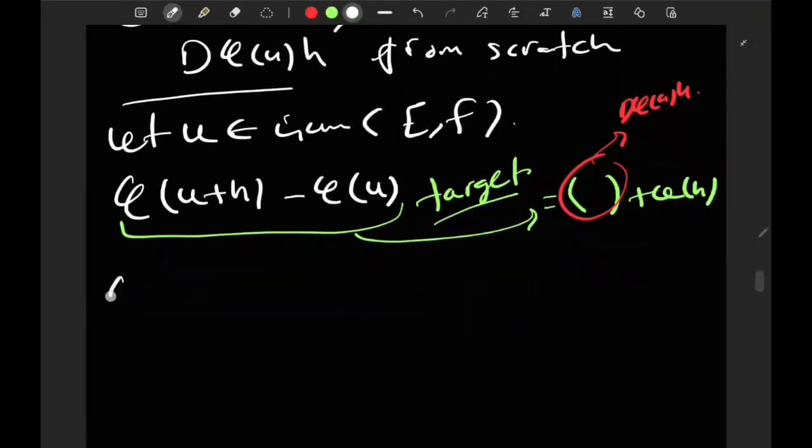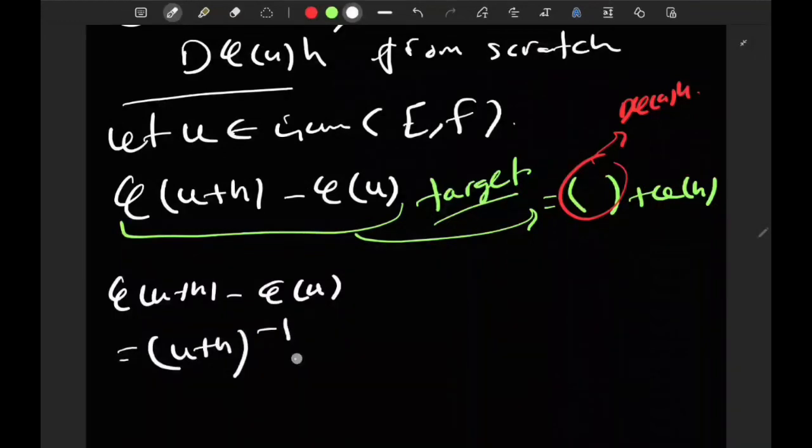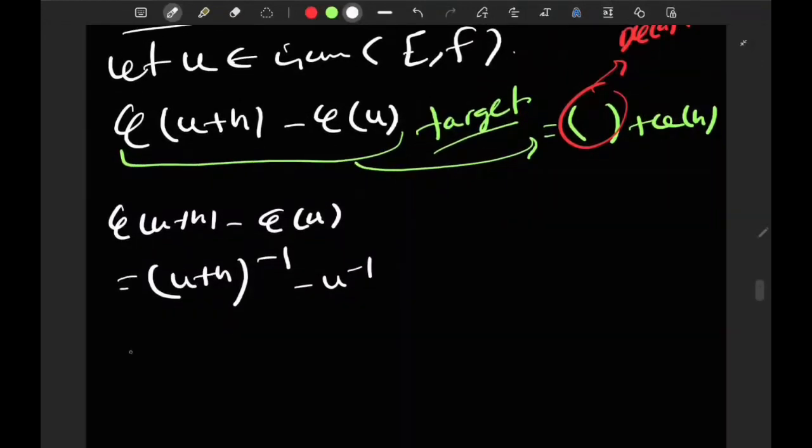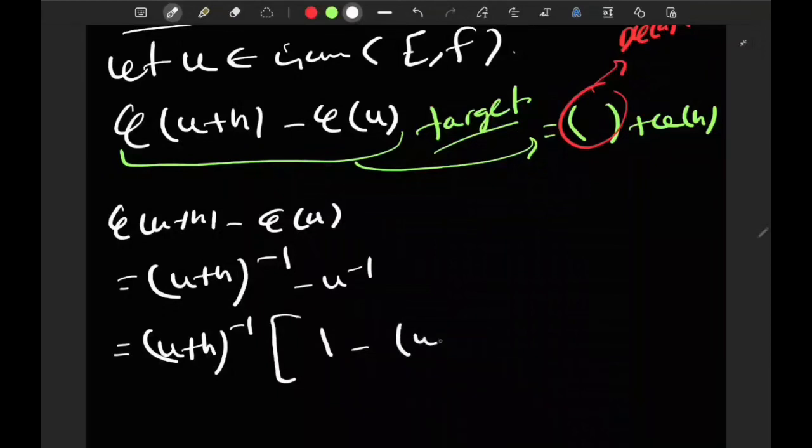So what's φ(u+h) − φ(u)? That's simply (u+h) inverse minus u inverse by the definition of φ. Let's factor out (u+h) inverse from the left. What we are left with inside is 1 minus (u+h) times u inverse, so to speak. There's no multiplication happening here. Again, there's just composition of maps going on.